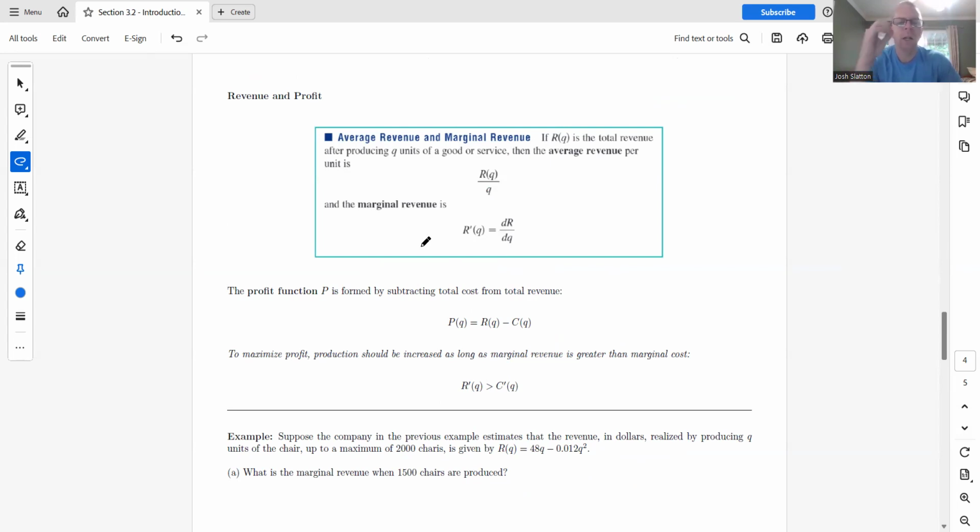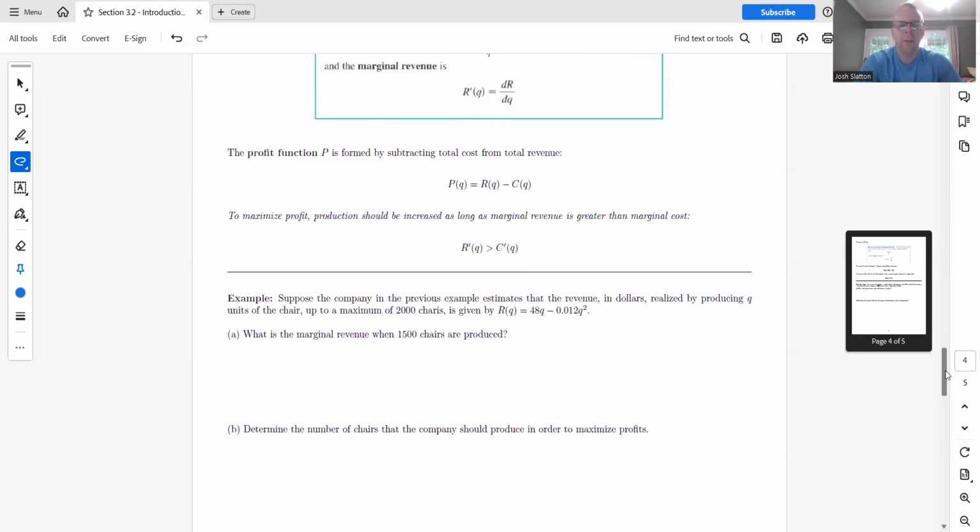And then we get profit. The profit function is found by subtracting cost from revenue. And then to maximize profit, production should be increased as long as marginal revenue is greater than marginal cost.